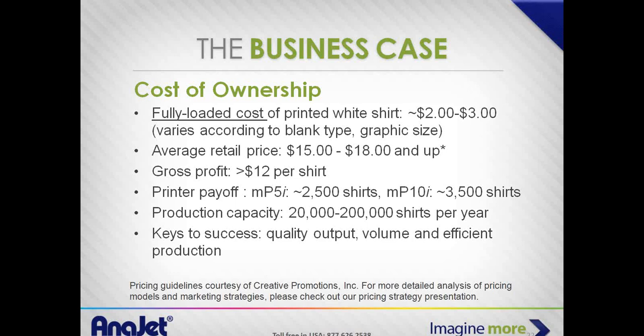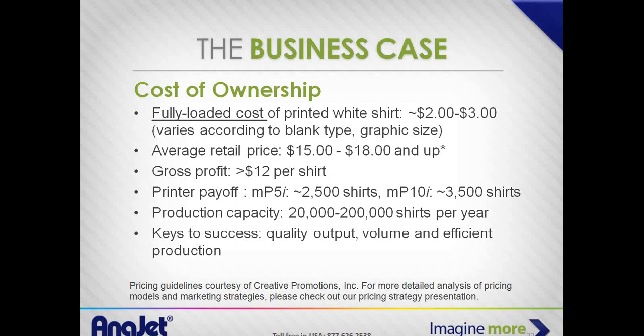Their cost isn't essentially any more. They've still got only a $3 cost in that white shirt, but they're selling it for $20. But if the gross profit is over $12, looking at the math, that MP5i, 2,500 shirts, 3,500 shirts on the 10, after you have printed and sold that many shirts, that's when the machine is paid for. Your entire investment is paid off.